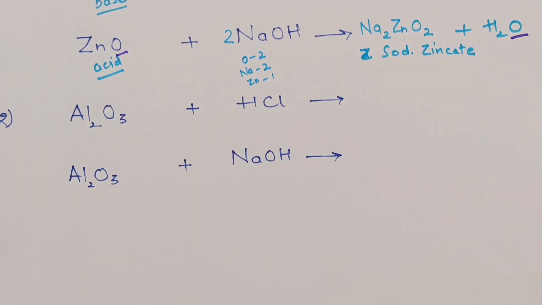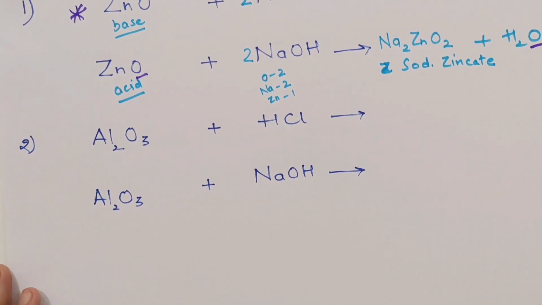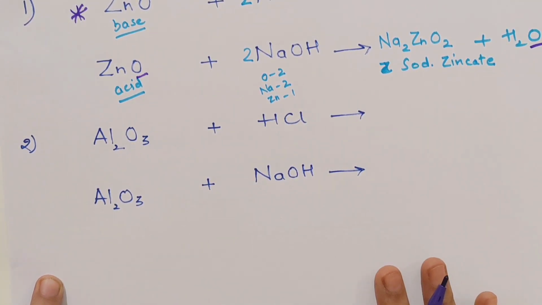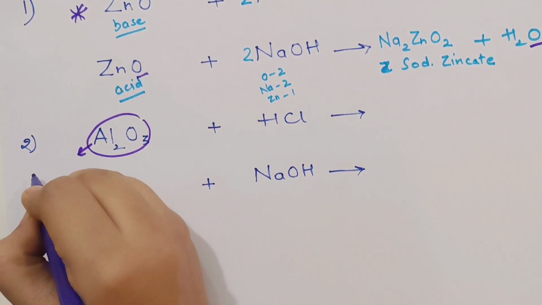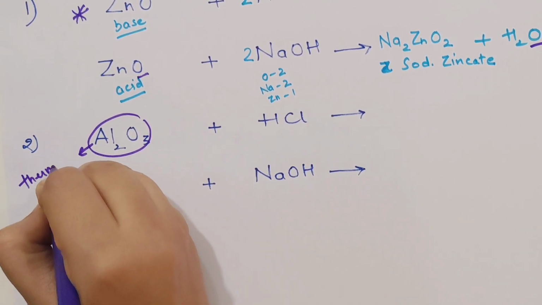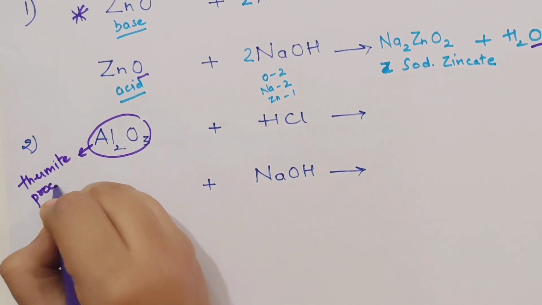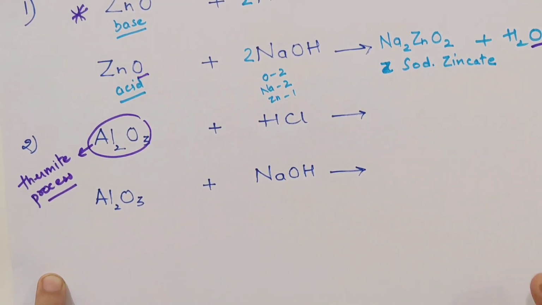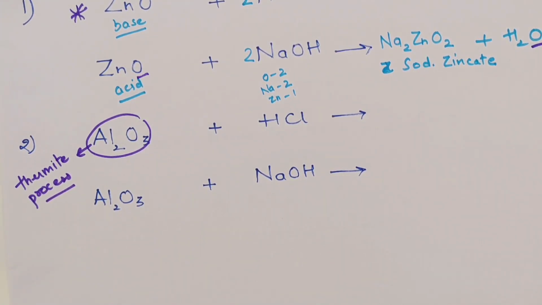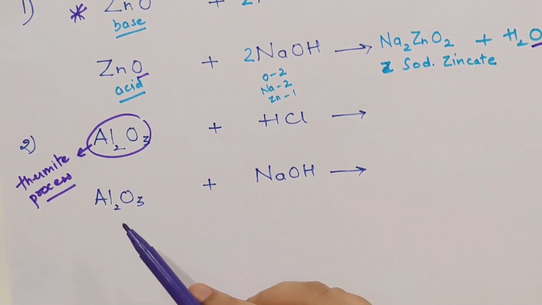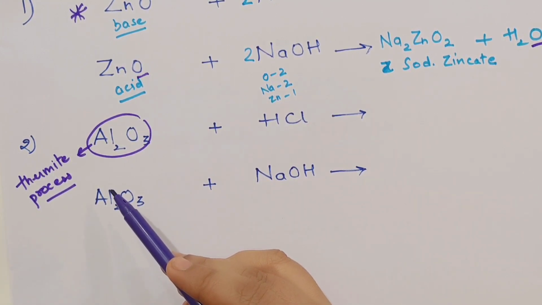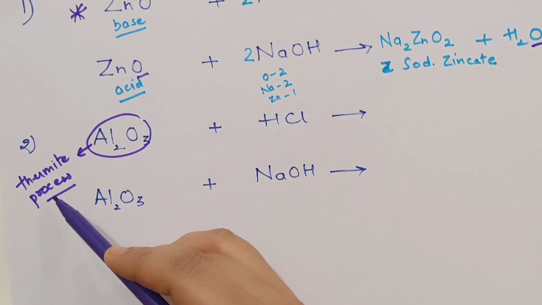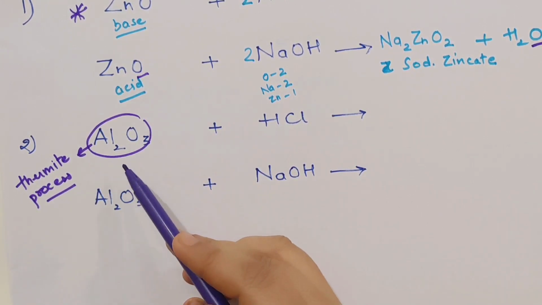Now, it's time to talk about our next oxide, aluminium oxide. Aluminium oxide is also an amphoteric oxide, but the main thing about this is, please remember that this is the amphoteric oxide used in the thermite process. It's a question that's very commonly asked. It's been asked in board exams as well: name the amphoteric oxide used in thermite process and write its reaction with acids and bases. Since we have 2 amphoteric oxides, this clue helps us know which oxide is being talked about. So it's the aluminium oxide.